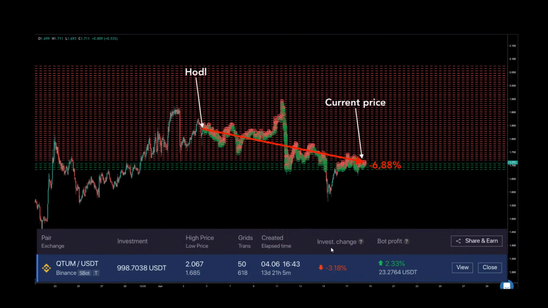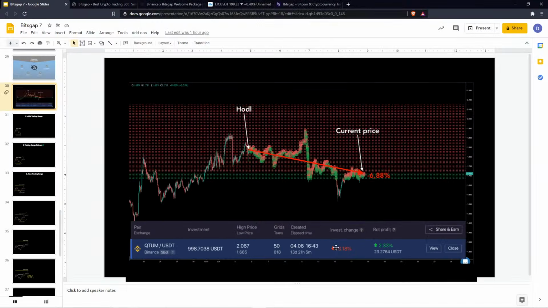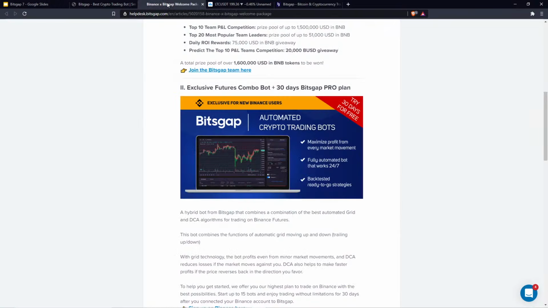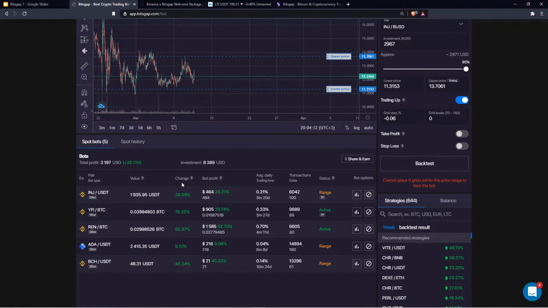So once again, answering your question, the key metric is investment change. So if you invest $100, and your investment change is 10%, that means that your return is $10. And that means that in this 10% investment change, the bot profit is already priced in. That's the rule of thumb here in this case.